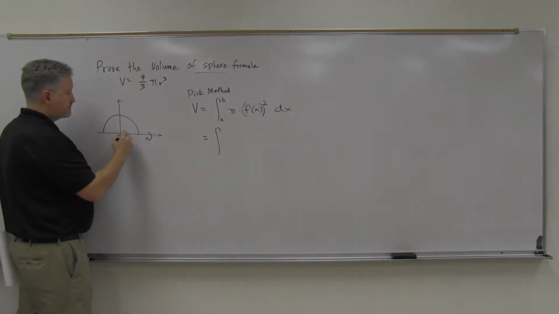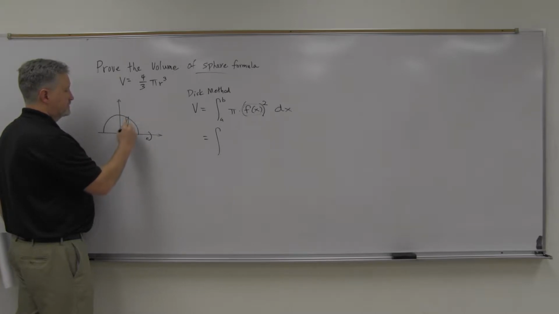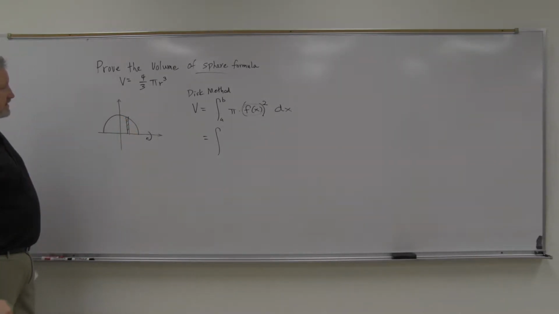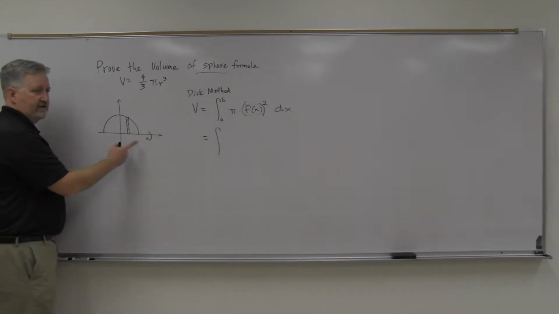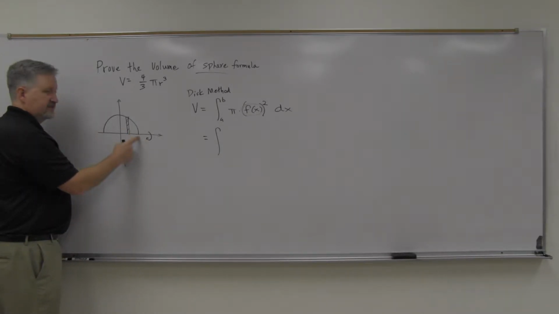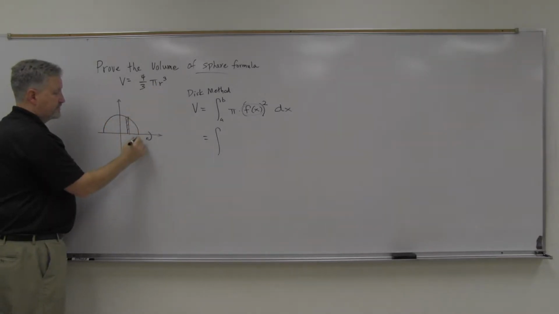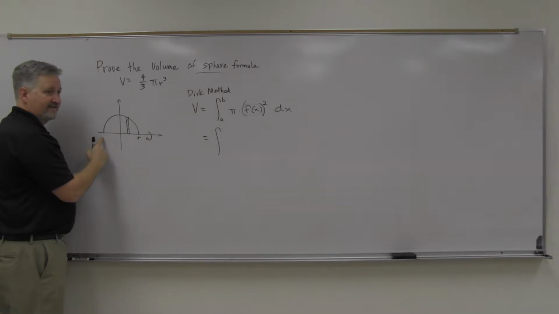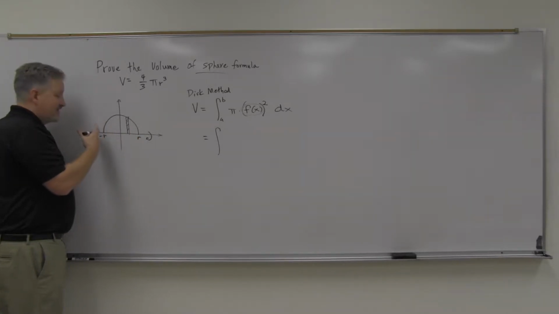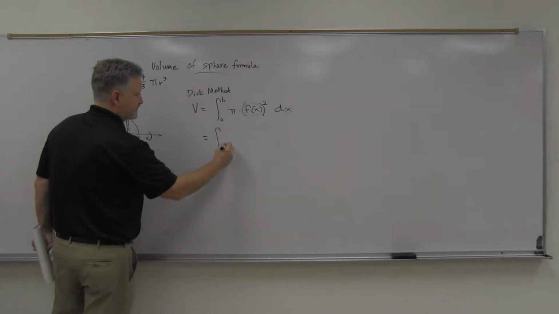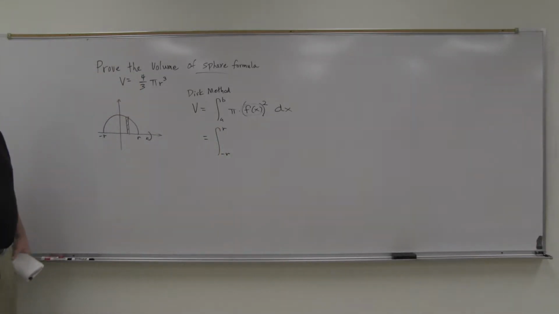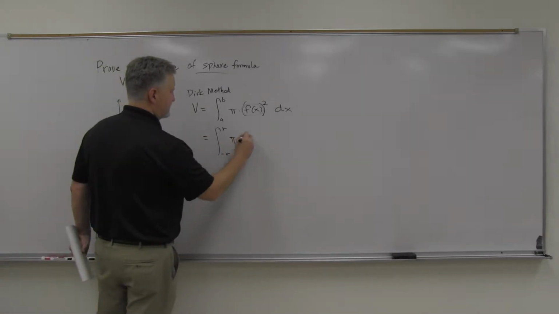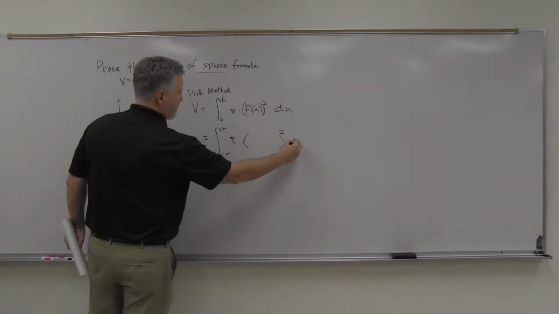Because I want to do my integration with respect to x, I need these x values. I would want to go from this x to this x. Since it's a semicircle of radius r, this would be r. What would this be? Minus r, right? So my limits, and there are probably other ways we could do it, but one way is to go from x equals negative r to positive r. Good with that?